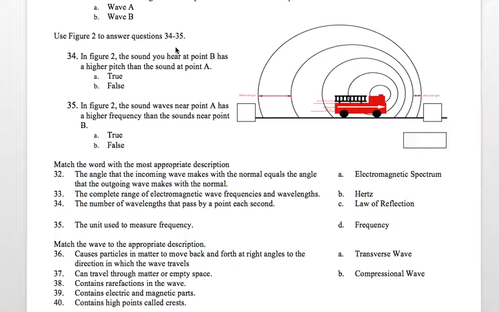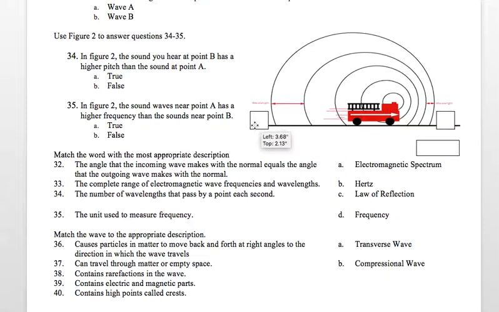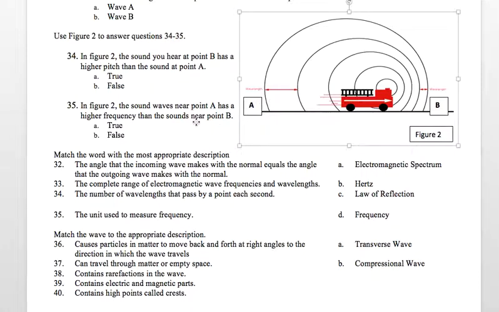Use Figure 2 to answer questions number 34 and 35. Number 34. In Figure 2, the sound you hear at point B has a higher pitch than the sound at point A. A. True, B. False. Number 35. In Figure 2, the sound waves near point A have a higher frequency than the sound waves near point B. This is point A, and this is point B.